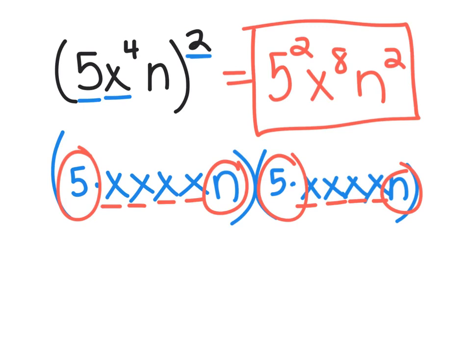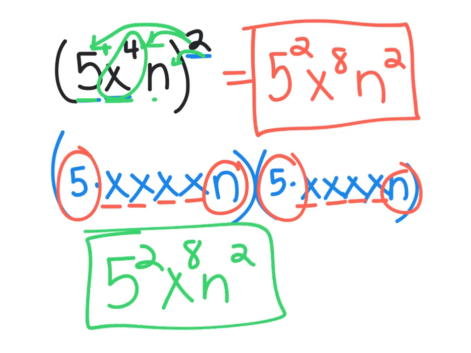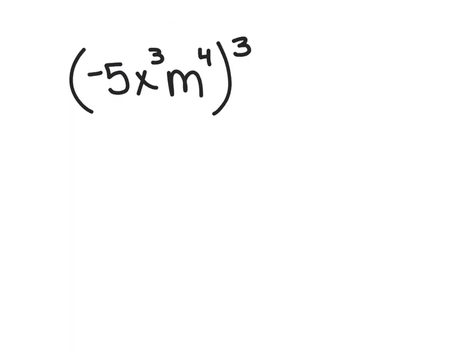Now, again, if I wanted to use the shortcut way, I would need to do everything inside this parentheses. I need to square it. Well, let's start with the 5. If you squared the 5, it would just be 5 squared. Or think of it like there's a little 1 there. x to the 4th, if I square that, power to a power, I'm going to get x to the 8th. And then n, I need to square it, so it just becomes n squared. So I got the same thing, either way I did it.